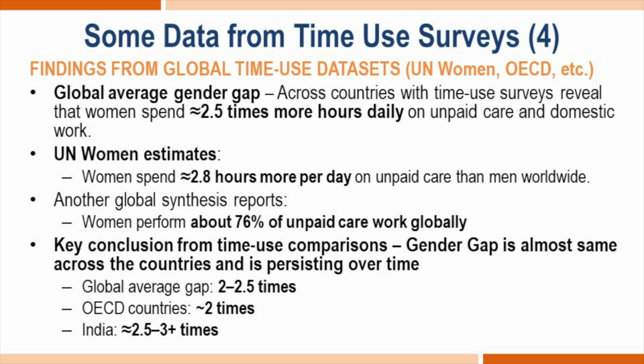If we look at other global reports, they reveal that about 76% of the care work is done by women globally, which is again about 3 times what men spend on these works. And the key conclusion from time use comparison across countries is that the gender gap is almost the same across countries, whether developed or underdeveloped, and it is persisting over time. So it suggests that there is a strong stereotype regarding the gendered division of work.